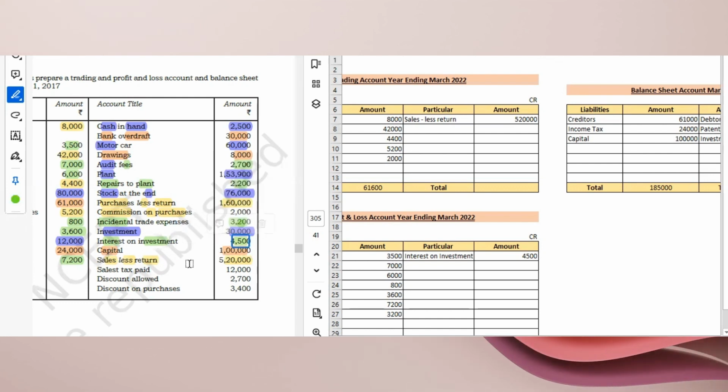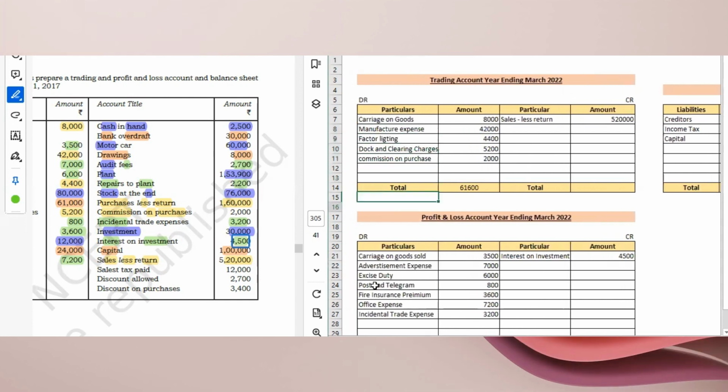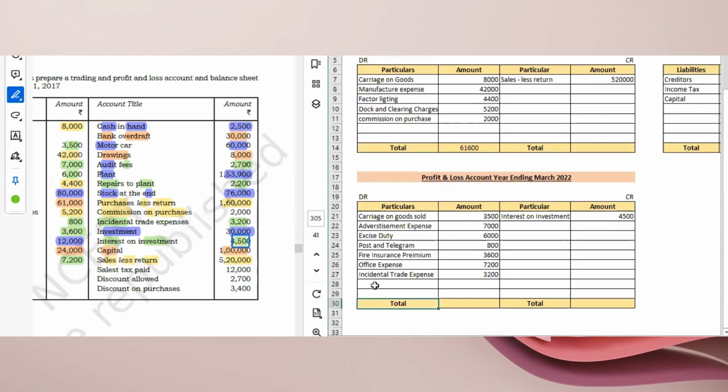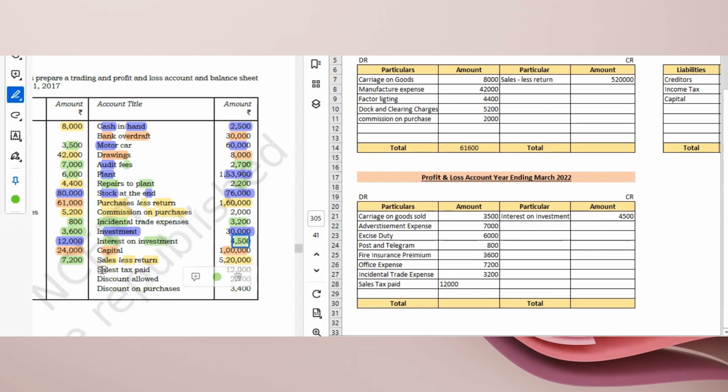Just corrected it. And the next item is sales tax paid. Sales tax paid is your expense account. It is an operating expense, not directly linked to your sales account or trading. So it is an operating expense, sales tax paid, 12,000. So it's green. You can mark it.